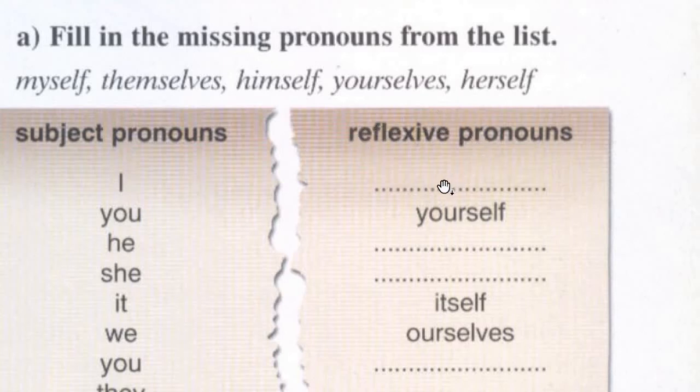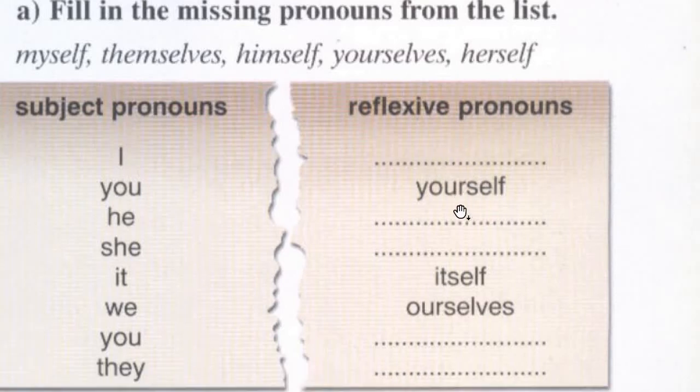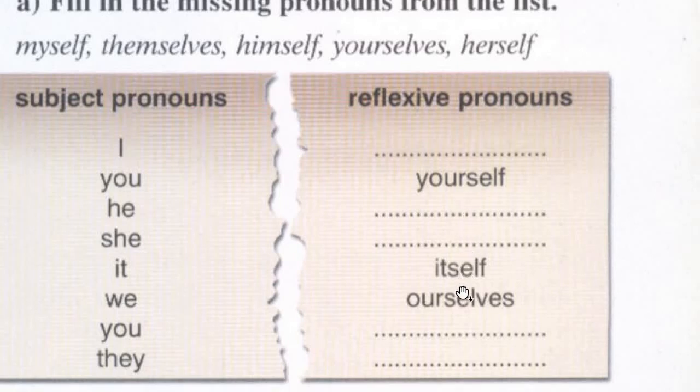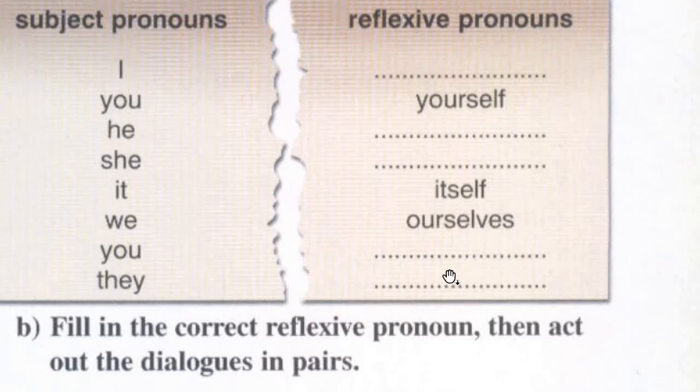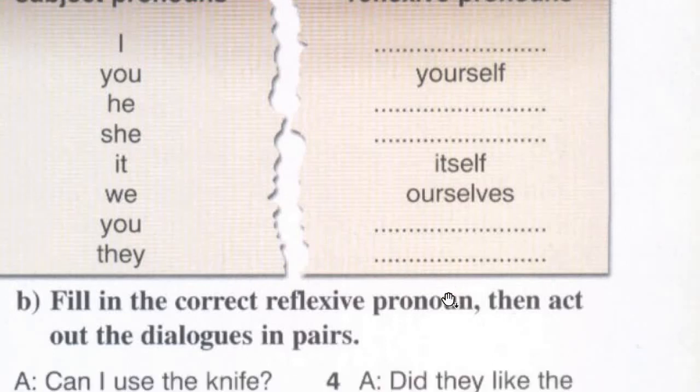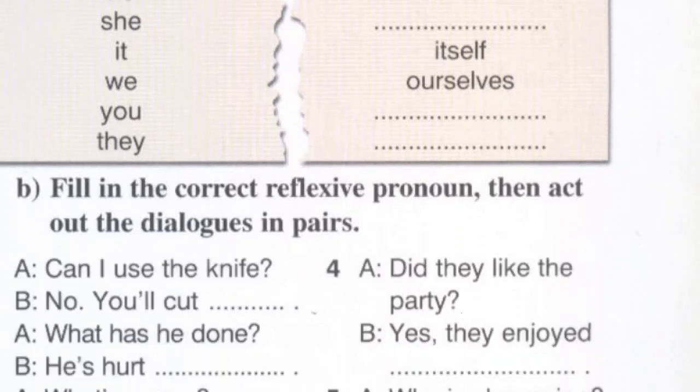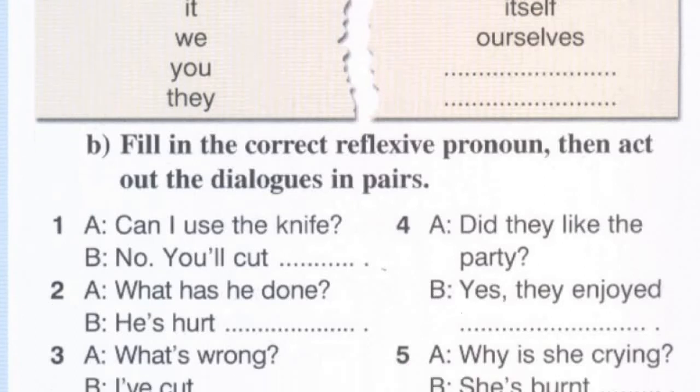What is the correct reflexive pronoun? The first, myself, well done. Yourself, and what is here? Himself, herself, itself is written here, ourselves, and here, yes, well done, yourselves, and the last one, themselves. Okay, remember these pronouns, reflexive pronouns.